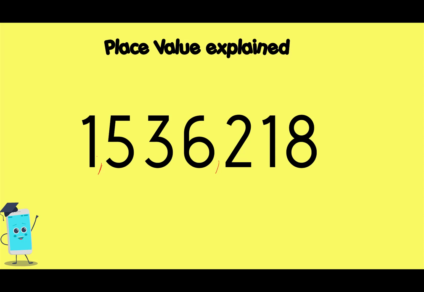So for example, this is 218, this is 536. But because the 536 is this side of the comma, of the separator, these are all in the thousands part of our place value chart, which I'll show on the next slide. So let's have a look at a place value chart, because it will help you to visualize how we would say this number.